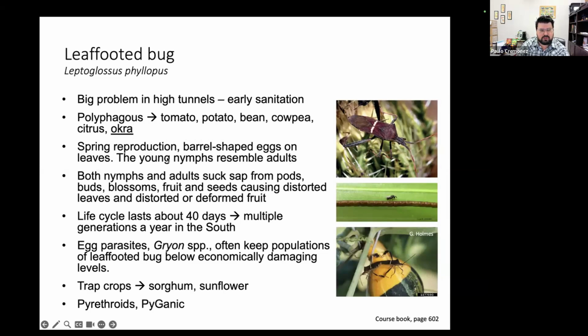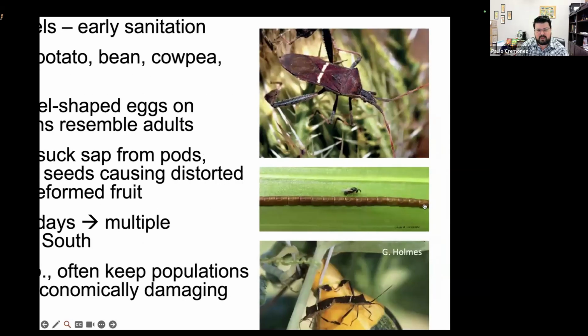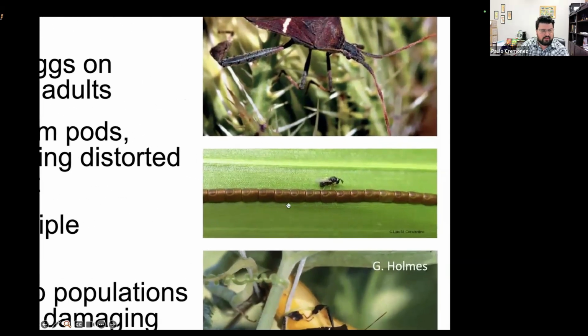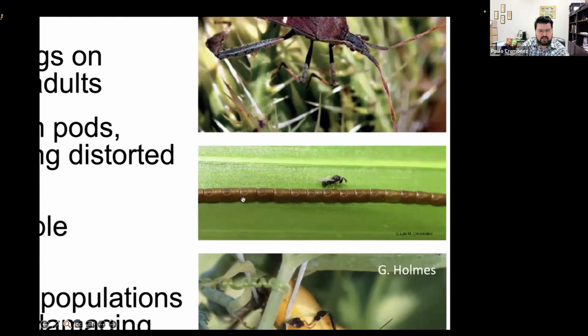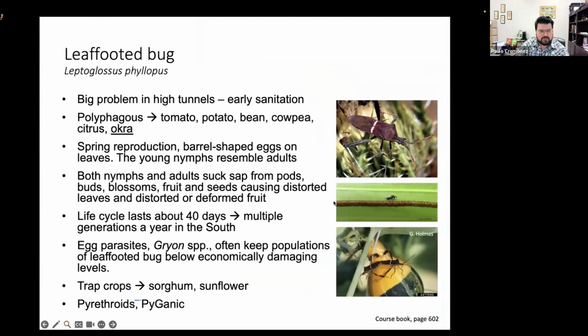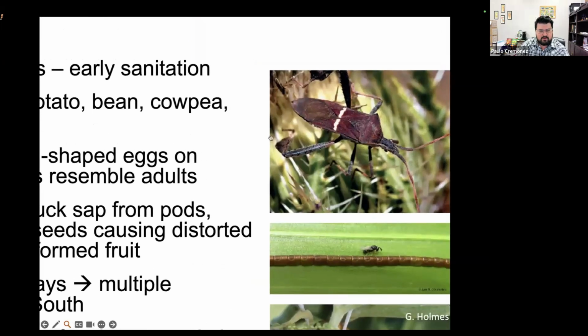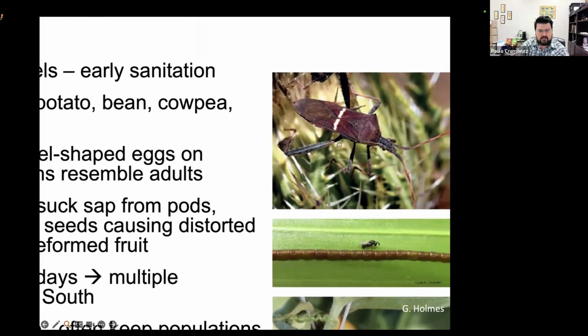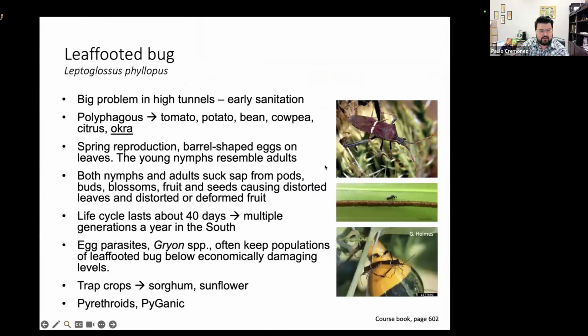They reproduce in the spring. They lay barrel-shaped eggs on the plants. Right here, these are the characteristic eggs that they have, and this is a nice parasitoid working on getting rid of them, which is fantastic. The young nymphs resemble the adults. They aggregate a lot as well.